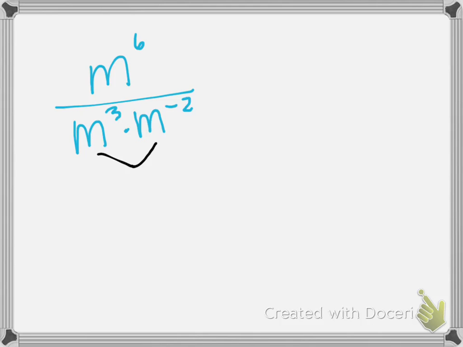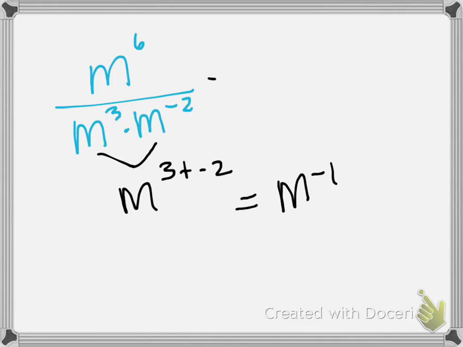When I multiply and my base is the same, I keep my base and I add my exponents. So this is 3 plus -2, which simplifies down to m to the -1. So right now, my expression is m to the 6th over m to the -1.